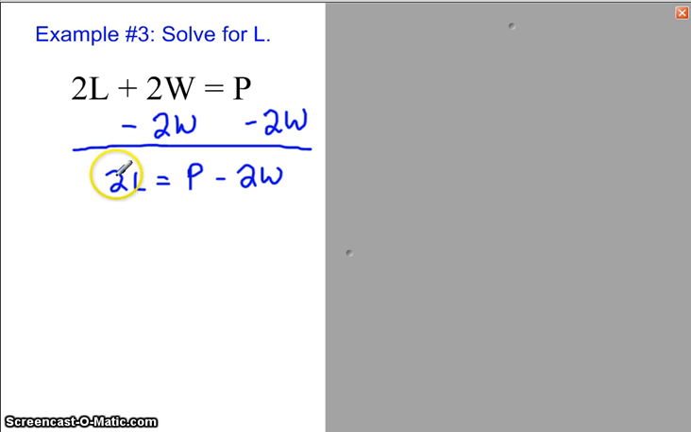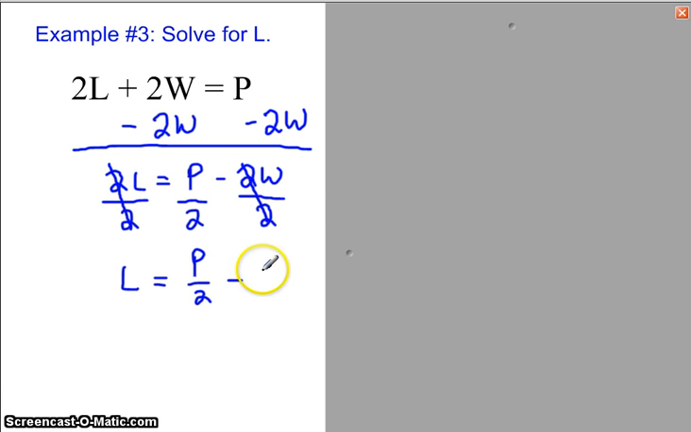And I'm going to now divide both sides by 2 to get the L alone. And I'm going to do it this way, kind of similar to the first problem. I could have done it the other way too, but anyway. 2's cancel out, which leaves me with L is equal to P over 2 minus, the 2's cancel out here, so just W. This is one way you could leave your answer.